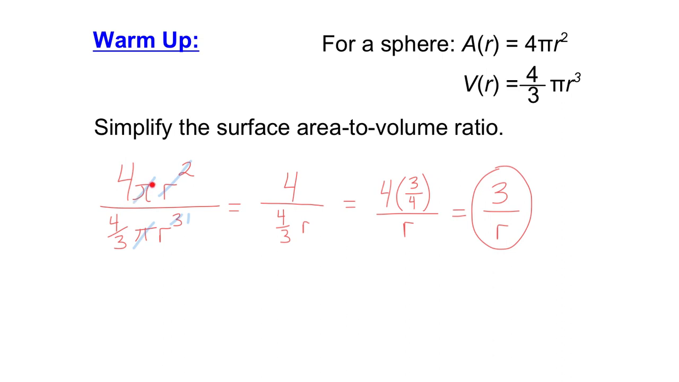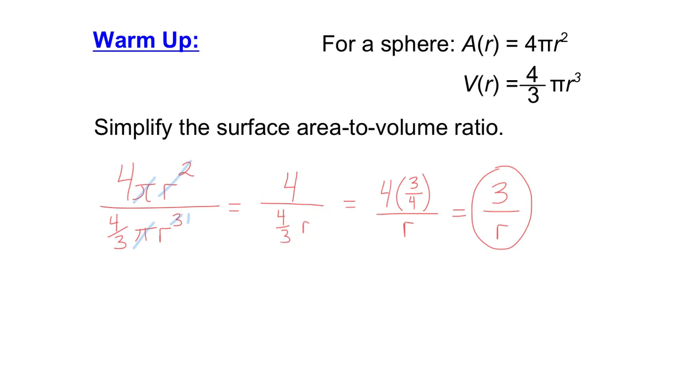I notice that I have pi in the numerator and denominator. Pi divided by pi is 1, so that cancels out. R squared divided by r cubed. Well, remember when you're dividing powers with the same base, r, subtract the exponents. 2 minus 3 is minus 1, or I'm just dividing by r. So I got this: 4 divided by 4/3 r.